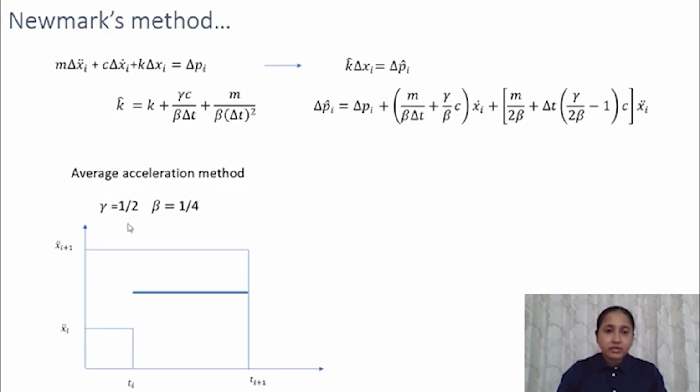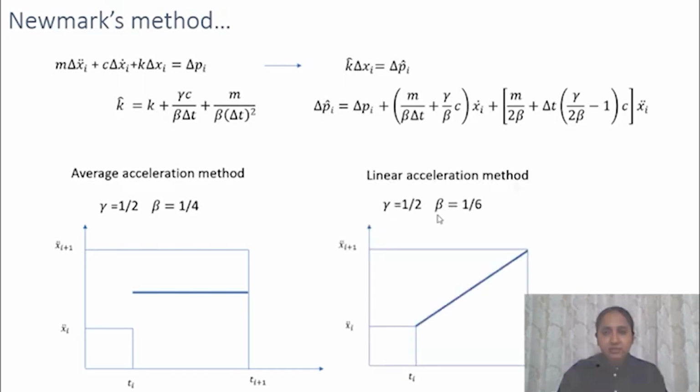The value of gamma is equal to half, and in this case, the acceleration over a time step is approximated as the average of the accelerations at the consecutive time instants. So here, the acceleration over this time step is equal to the average of x double dot i and x double dot i plus 1.